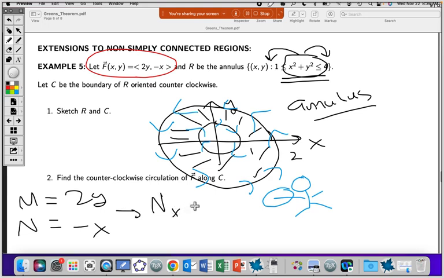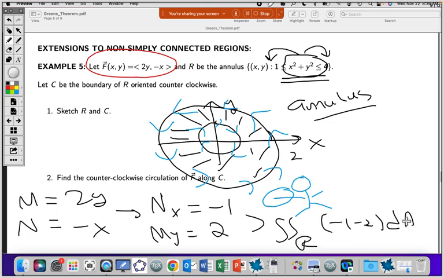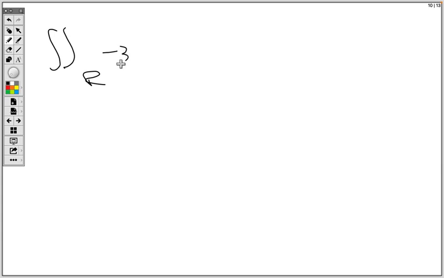So the N_x would be -1. The M_y would be 2. So Green's theorem says it would be the double integral over R of -1 minus 2 dA. So it's a double integral over R of -3 dA. And geometrically, that's just going to be what? What can I do with the -3? Yeah, take that out. That's -3 times the area.